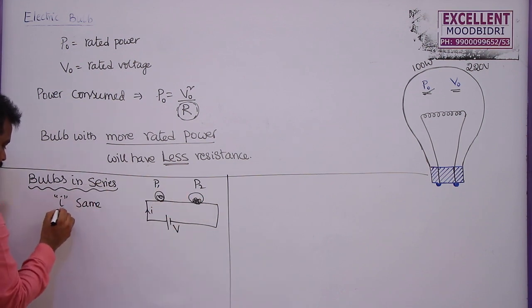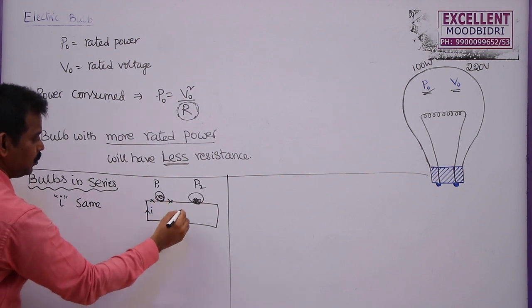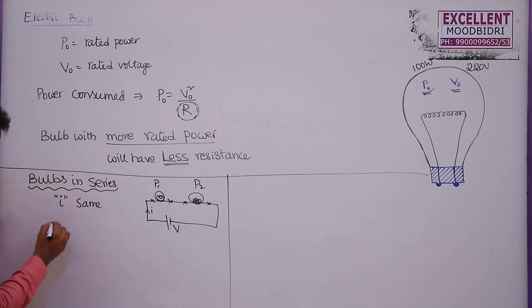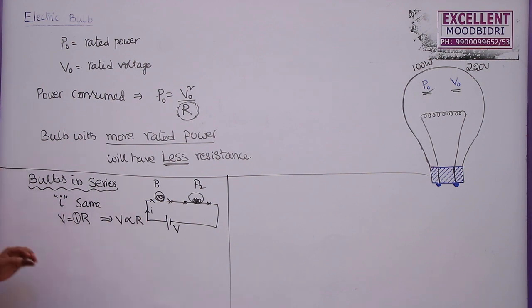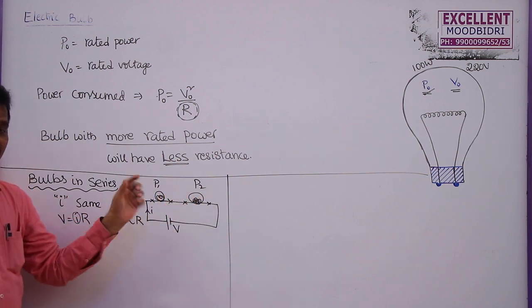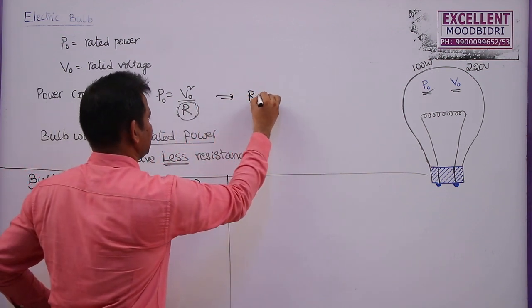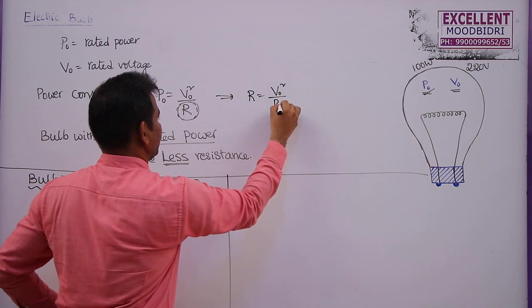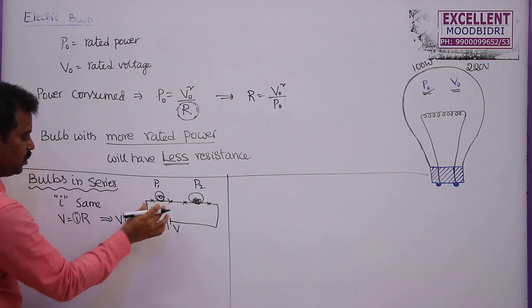So from this what can we write? What is the voltage across the first bulb and what is the voltage across the second bulb? We know that according to Ohm's law, V is equal to IR, as I is same. The voltage consumed by the bulb is directly proportional to the resistance. That means if you know the resistance of this bulb and this one, using the formula resistance is equal to V naught square by P naught, we can find the voltage.